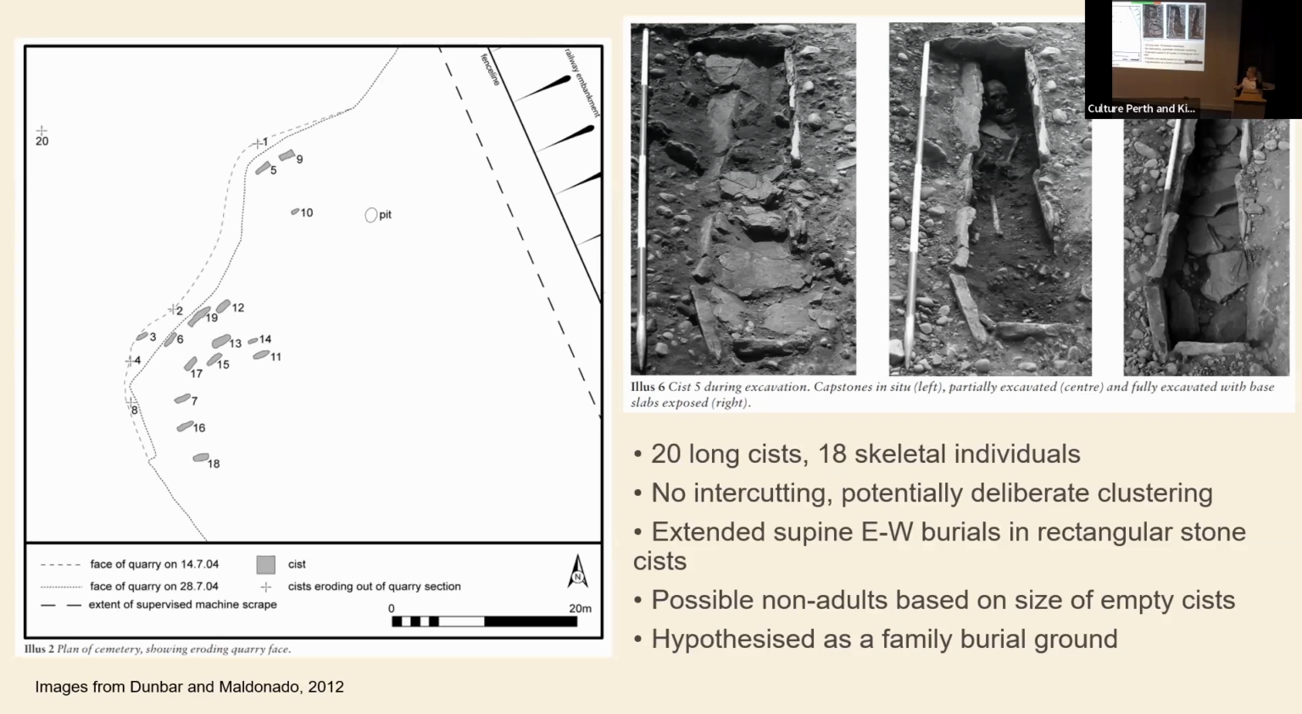The two kists that didn't have individuals in them are believed to be non-adults potentially based on size. Take that with a grain of salt because that's really hard to infer, because they originally thought that kist 20 might have been a crouched up individual, stuff like that. And the main interpretation of the site previously was that this was a family burial ground.